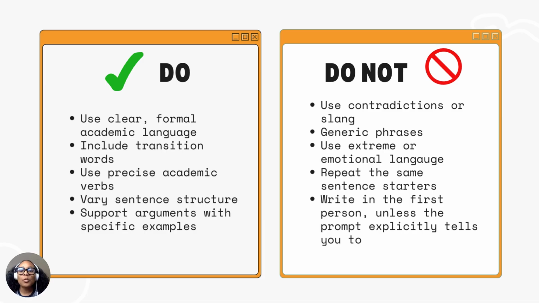And then you want to not write in the first person unless the prompt explicitly tells you to. So first person is wherever you see an I. We don't want to see I's in academic writing unless the prompt says that that is okay to do so.